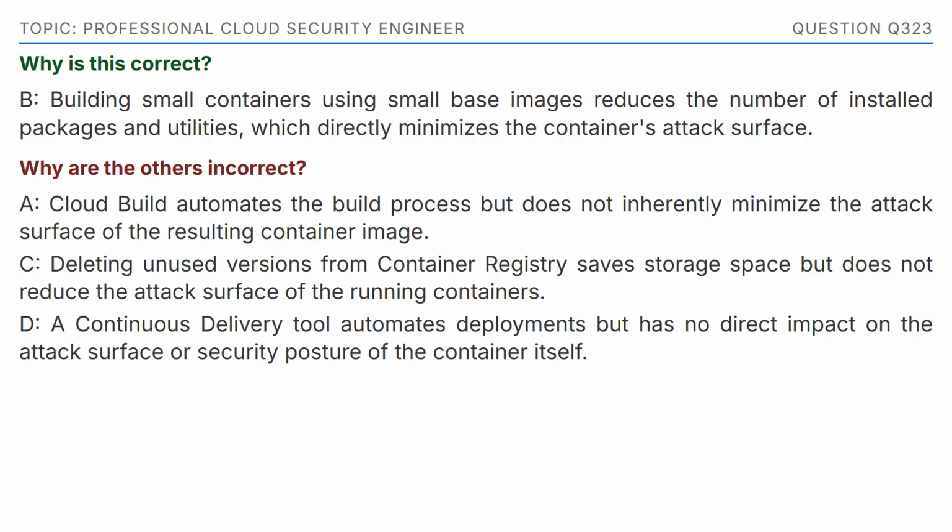Why are the others incorrect? A. Cloud Build automates the build process but does not inherently minimize the attack surface of the resulting container image. C. Deleting unused versions from container registry saves storage space but does not reduce the attack surface of the running containers. D. A continuous delivery tool automates deployments but has no direct impact on the attack surface or security posture of the container itself.